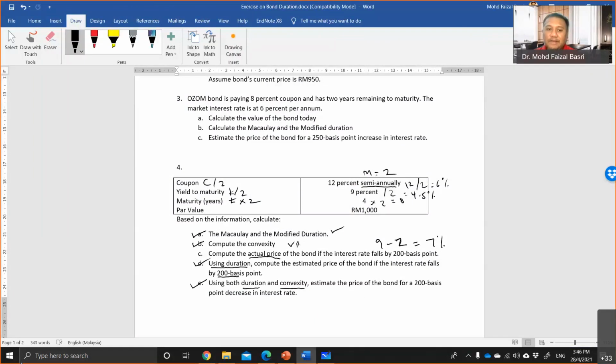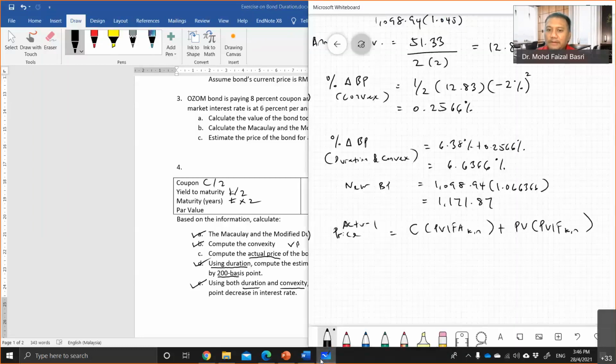So for C, I repeat, based on actual, they ask us to assume the rate will fall by 200 basis points, which is 2%. The original was 9, and it has dropped by 2%, so the computation is based on 7%. But again, this 7% is annual. So when we calculate the VB, remember the C, the K, and the N will affect it. C and K we divide by 2, and N we multiply by 2.